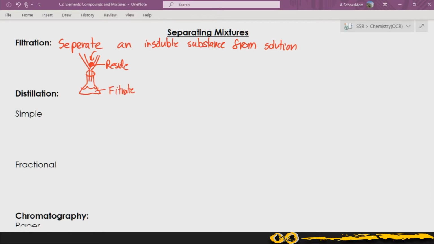It's important to note that anything soluble will make its way through the tiny holes in the filter paper and end up in the filtrate. If you need to separate that out, you'll need another separating technique. Another technique for separating something is distillation, and this relies on different boiling points to separate the mixtures.